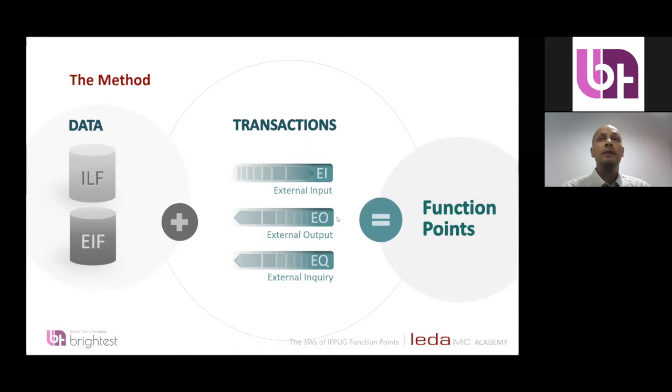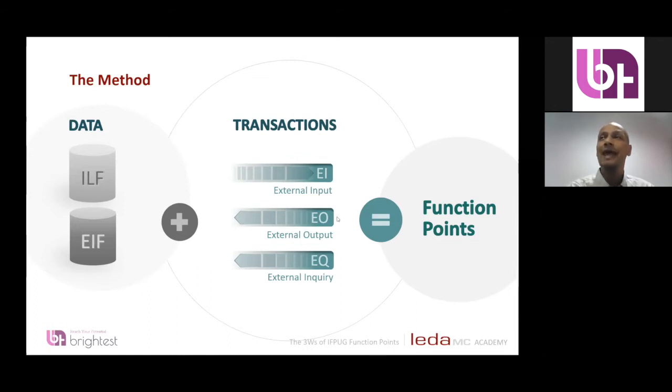The IFPUG function points method measures two types of functionality: data functionality and transaction functionality. On the left side, we have the data functionality, which has two types of data groups. The internal logical file is a concept of data groups inside the application boundaries that are maintained through the transactions. The external interface file is a concept or data group outside of the application boundaries that is referenced through the transactions. That's important to understand. The first one is inside, the second one is outside, and the first one is going to be maintained, so we can add, modify, and delete records from it, while from the second one we are going to read from that data group to show in a transaction to the end user.